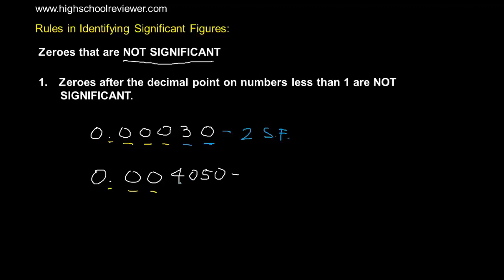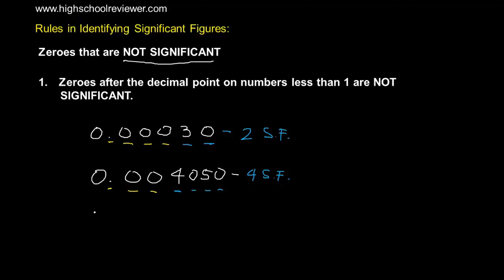But we have here a non-zero digit, so this is already significant. And then we have here a 0 after a non-zero, this is significant. Again, we have here another non-zero, this is significant. And 0 after a non-zero, this is significant. Therefore, we have here 4 significant figures.